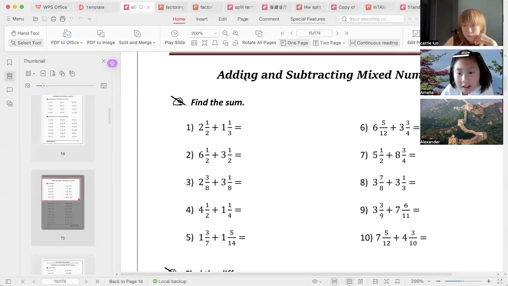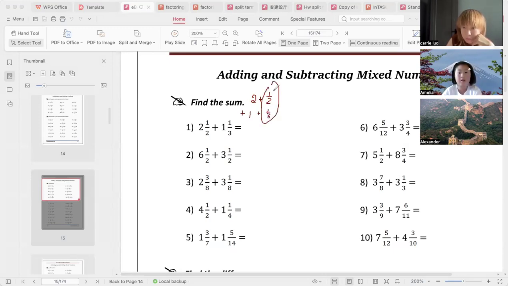Okay, good. Everybody, this is very important. We have 2.5 plus 1 and 1/3. So it's 2 plus a half, plus 1 and 1/3, right? Alexander, we only need to add the fractional parts together and the whole number parts together. So it equals what? 3 and 5/6.